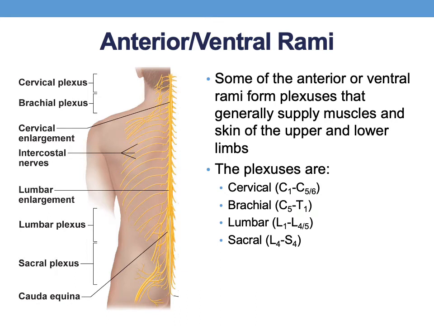Some of the anterior or ventral rami form plexuses that generally supply muscles and skin of the upper and lower limbs. These plexuses are the cervical plexus, containing spinal nerve roots of C1 through C5 or 6, the brachial plexus, containing nerve roots from C5 through T1, the lumbar plexus, carrying nerve roots from L1 to L4 or 5, and the sacral plexus, carrying nerve roots from L4 to S4.